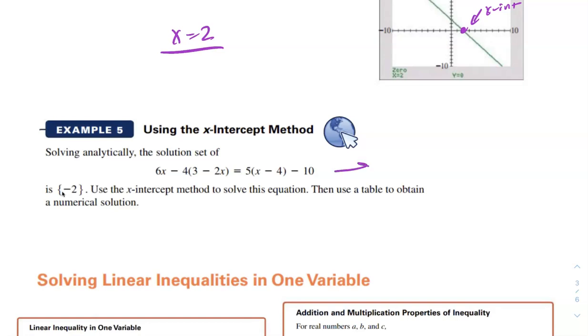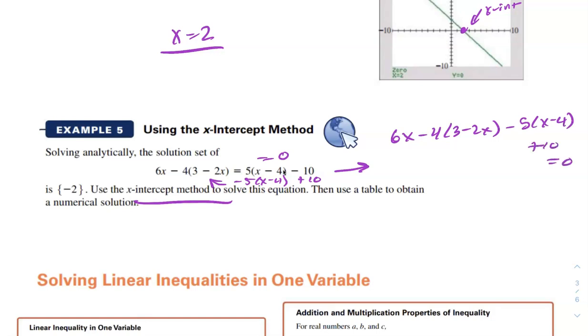So now the x-intercept method kind of sucks if it's not already there. You want to set it equal to 0. Now I know if I solve this, I'll do y1, y2, but they want us to do the x-intercept method. So I've got to set this guy equal to 0. So I'm going to subtract off 5x minus 4. I'm going to add 10 to this side. So it's going to look kind of disgusting: 6x minus 4, 3 minus 2x, minus 5 times x minus 4, plus 10 equals 0. I should probably do it down here so you can see it all in one go. The general idea if you want to do the x-intercept method is set it equal to 0. So there we go. That's the x-intercept method. Set it all equal to 0.